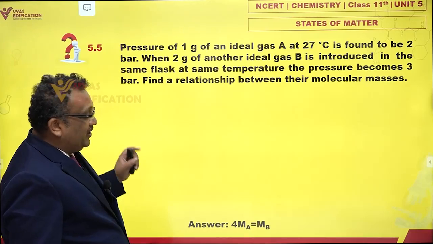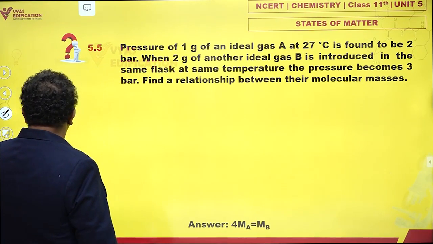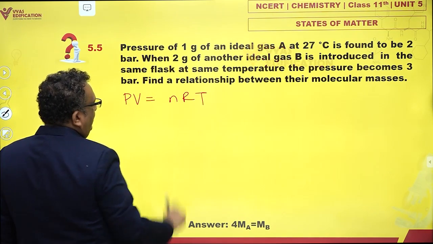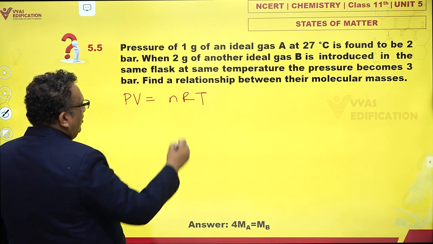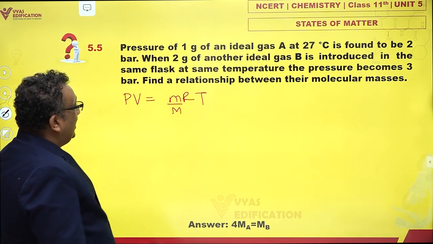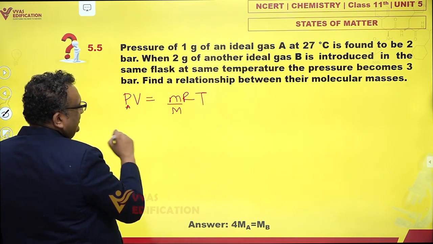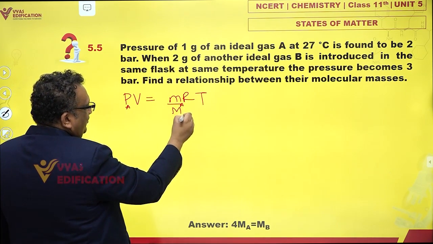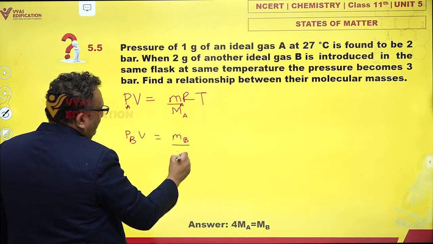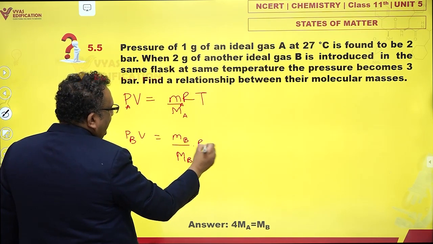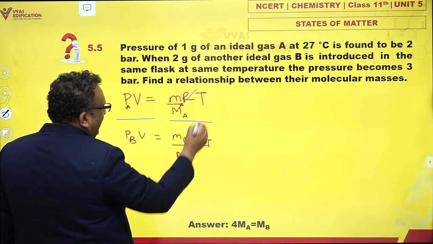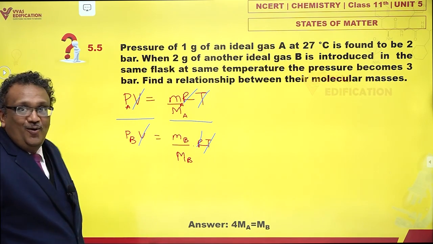And with this data, let me write down PV is equal to nRT. And instead of n, I could write n is m by molar mass. So I can say that for gas A, V and T are constant, P_A into V is mass of A by molar mass of A, RT. For gas B, it is P_B into V, mass of B by molar mass of B, RT. Can I divide them? Nobody can stop me. And if I divide them, R cancels, T cancels, V cancels. Wow, what do I get?